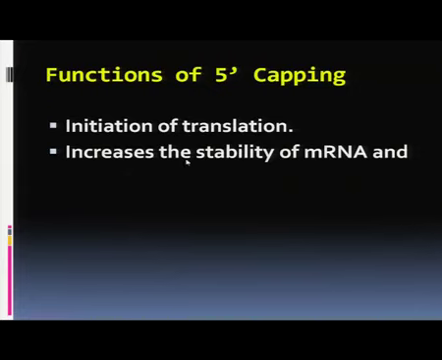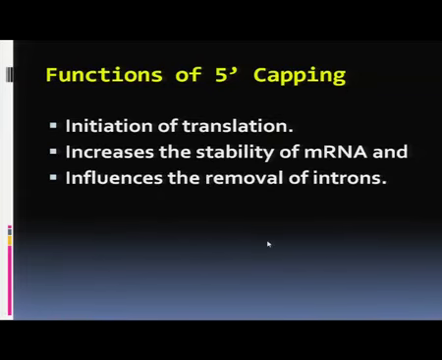It also helps in increasing the stability of messenger RNA, as messenger RNA is a very unstable biomolecule in the cell. So, this 5' capping increases the stability of the messenger RNA and prevents it from degradation by different nuclease enzymes. And it also influences the removal of introns. In the removal of introns, this 5' capping helps. Now, let us know about 3' modification.